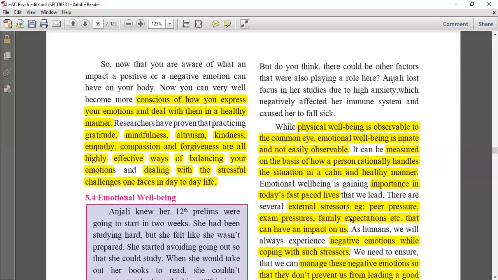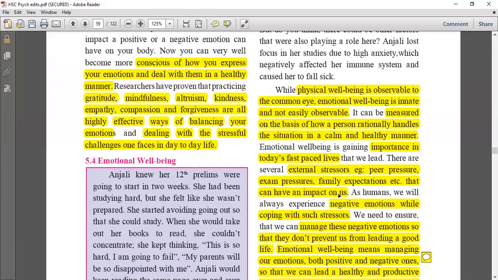So this is a small example, but in the future there might be other undealt issues, like for example, sexual abuse or those kinds of issues which kids are not allowed to experience or share. That can lead to a lot of problems. That's why emotional expression is important, and you have to be very conscious of how you express your emotions and deal with them in a healthy manner.